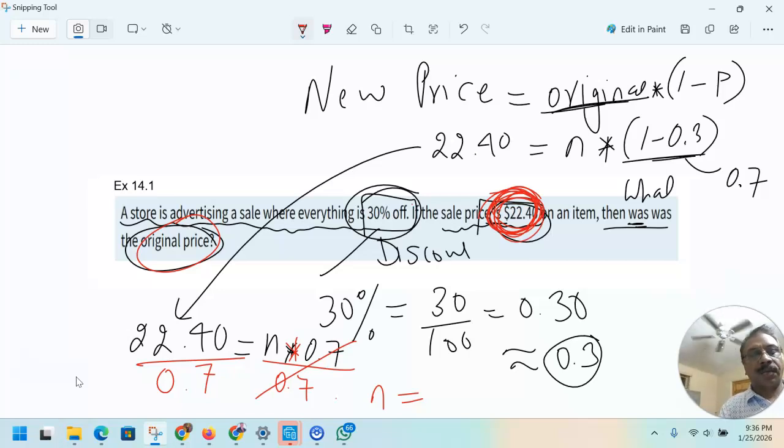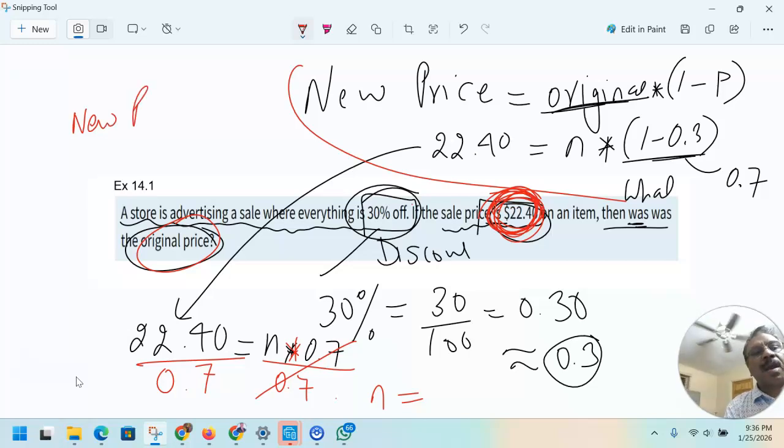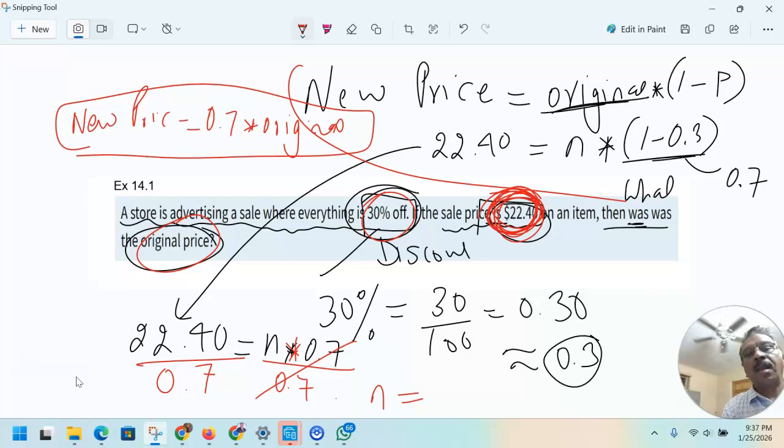Let's go to the next one. The question is, can we do this directly? You could say the new price is directly, because 30% off means you're paying 70%. 70% is 0.7 multiplied by the original price. So this is another shortcut way, directly with the new price. And when I say new price, I mean the new sales price.